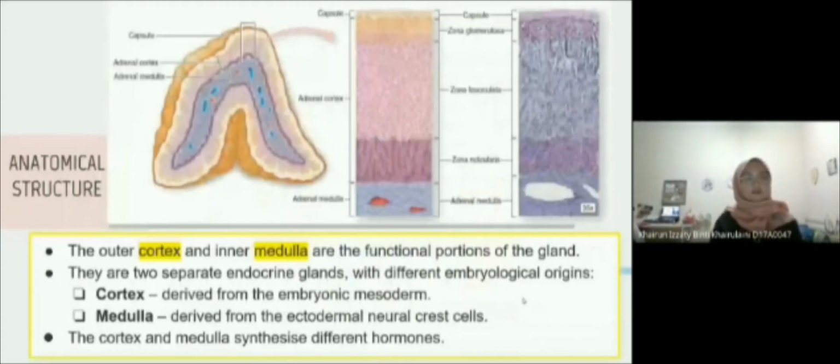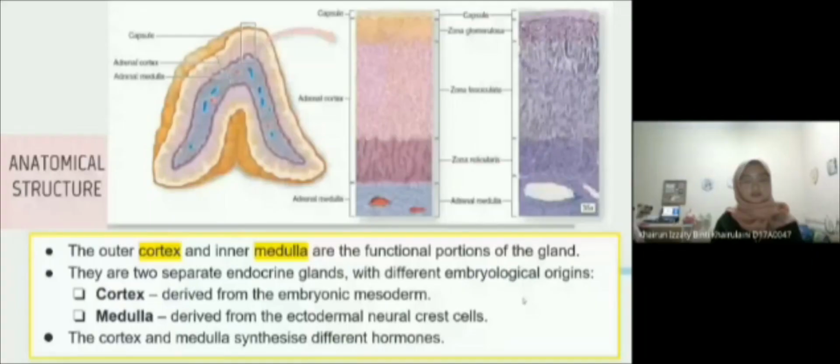As for the anatomical structures, the cortex is yellowish in color. It secretes derived hormones, corticosteroids, and androgen. Functionally, the cortex can be divided into three regions, superficial to deep. Zona glomerulosa produces and secretes mineral corticoids such as aldosterone.